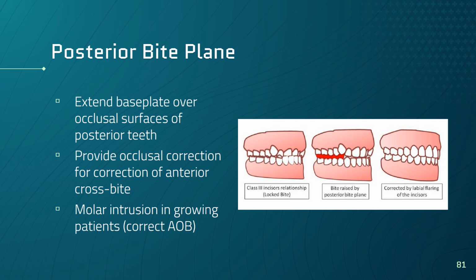Now, posterior bite plane. The posterior bite planes are obtained by extending the base plate over the occlusal surfaces of posterior teeth. They provide occlusal correction and correction of anterior cross bite. Now, it can also produce molar intrusion in growing patients for the purposes of correction of the anterior open bite.